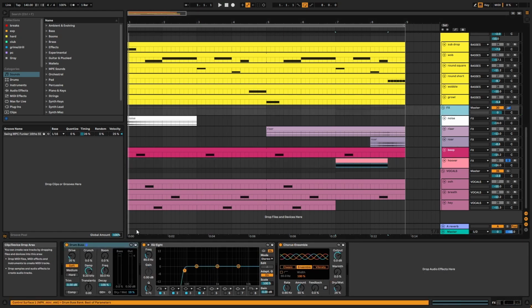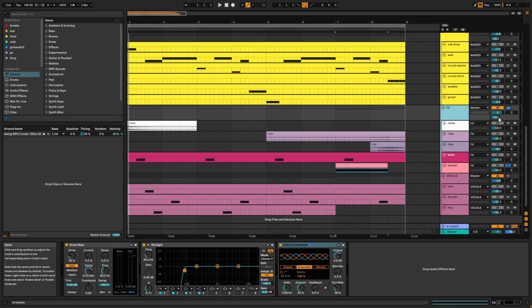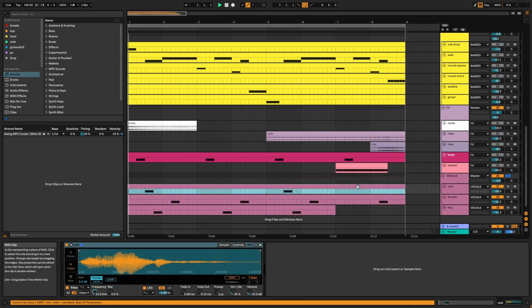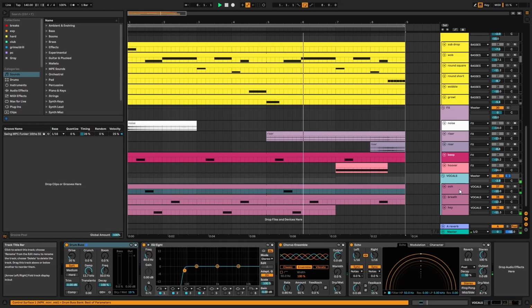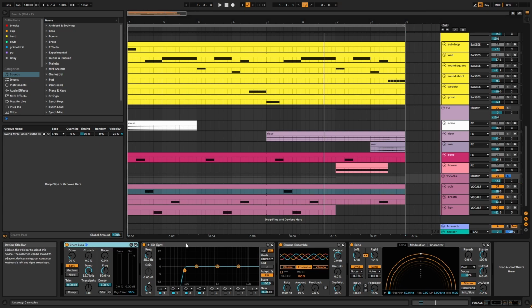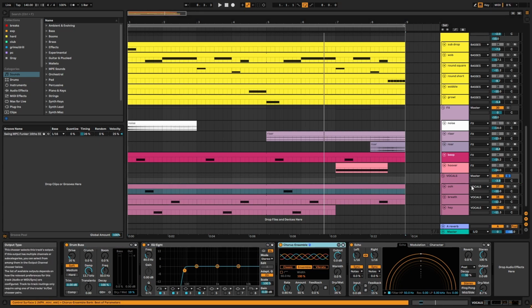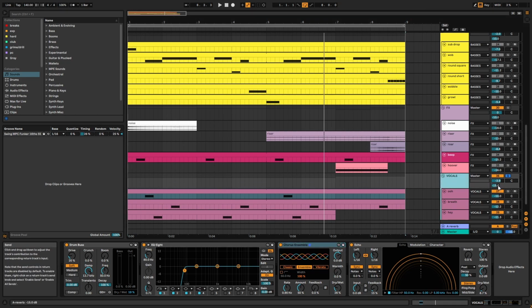On the group, there's drum bus, EQ, chorus, and reverb via A. Finally, we have a few vocal shouts. On the group, there's parallel drum bus, EQ, chorus, and a little bit of echo, plus reverb via A.